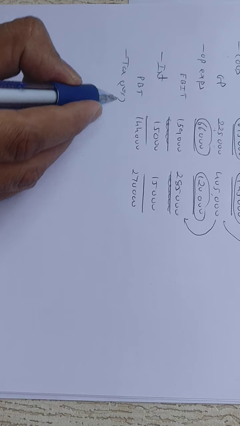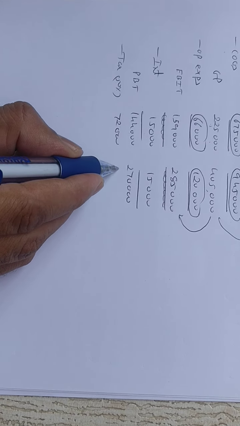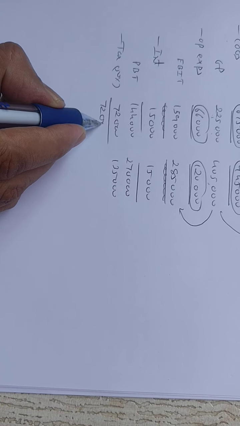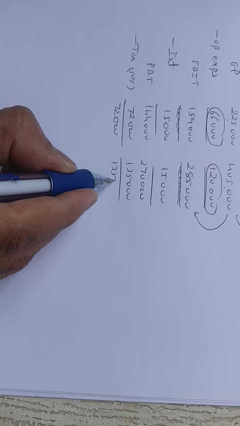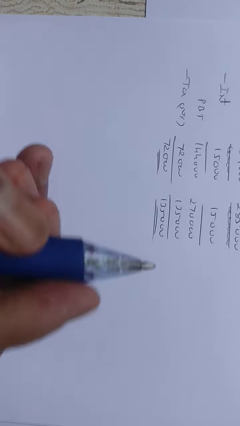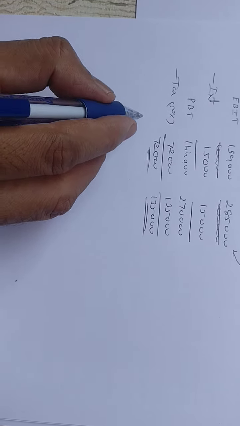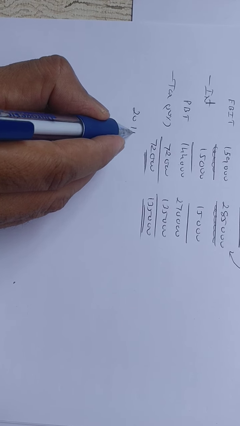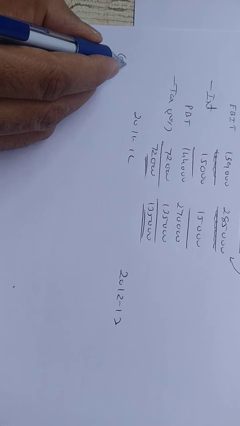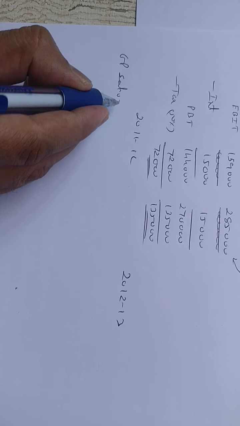Minus tax 50%. So the profit is 72,000, and here it is 1,35,000. Right? Calculation over. So find the answers. First year 2011-12, another year is 2012-13. First ratio is GP ratio.